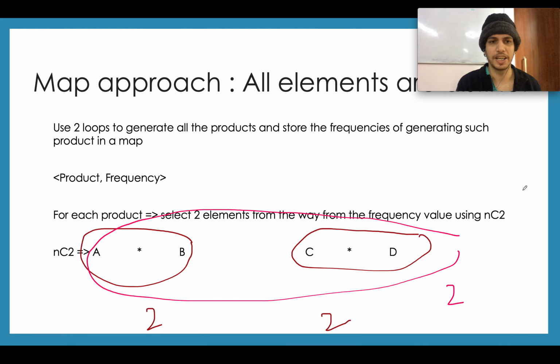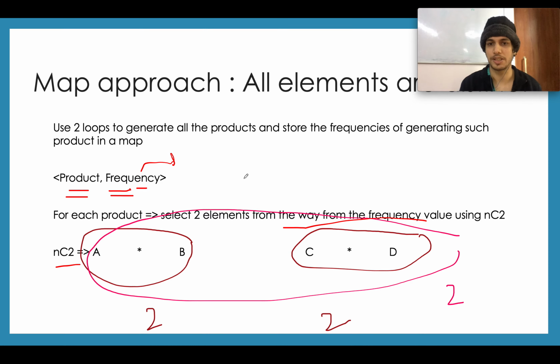What we will do is generate all the possible products and store their frequency in a product map. So this is the product map, and the frequency identifies the number of combinations of two elements through which this product is achievable. We have stored its frequency there, and for each product we will do this. And once we are done with this, we will select two elements out of it using the NC2 formula.